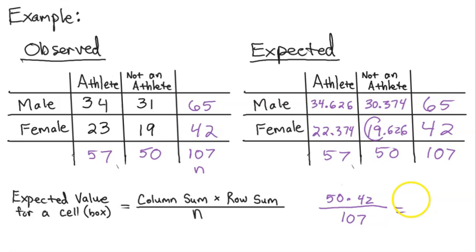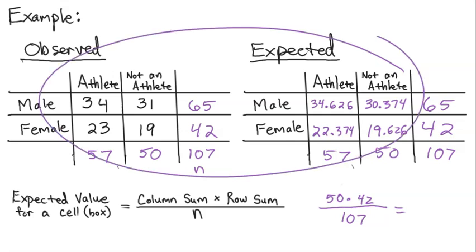And you can see that 19 plus 30 is 49, and then 0.374 plus 0.626 is 1. And so if you add these together, you get 50. And the same thing will happen this direction. You'll have 42. Okay? All right, so that is how we create an expected values table given an observed values table. That was step 3 of the chi-square test of independence.